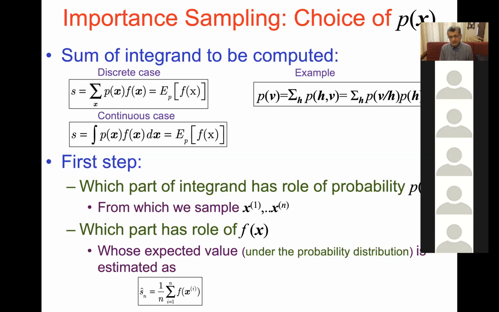So we are talking about a summation of this kind of quantity. So should we be taking the first one as a distribution or the second one as a distribution? That is the question. First, which part of this is called the integrand? What occurs inside the integral is called the integrand. Which part of the integrand has the role of the probability P of x, and which part has the role of f of x? Which do you regard as which? Sometimes this is up to us, because one is a conditional and the other one is a marginal.